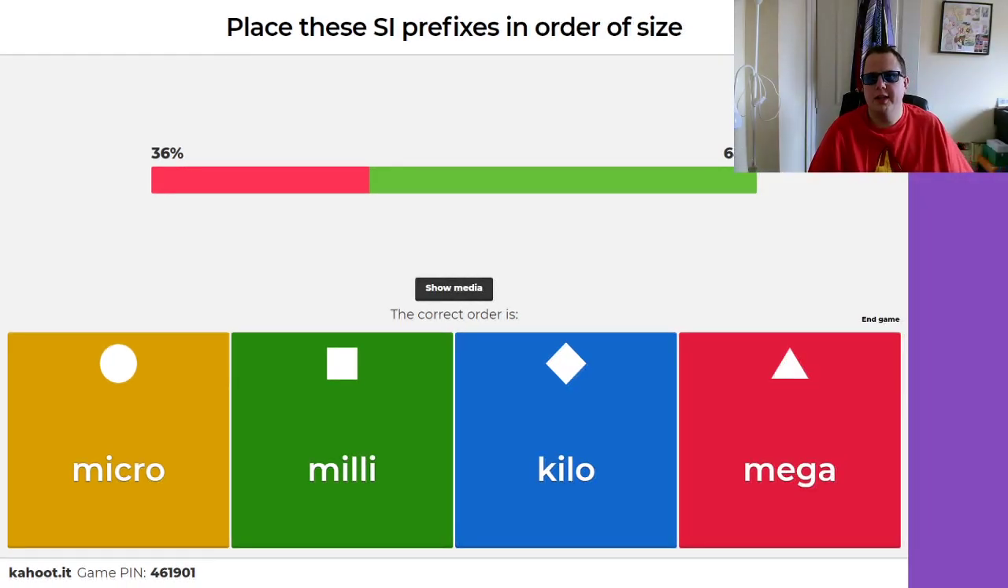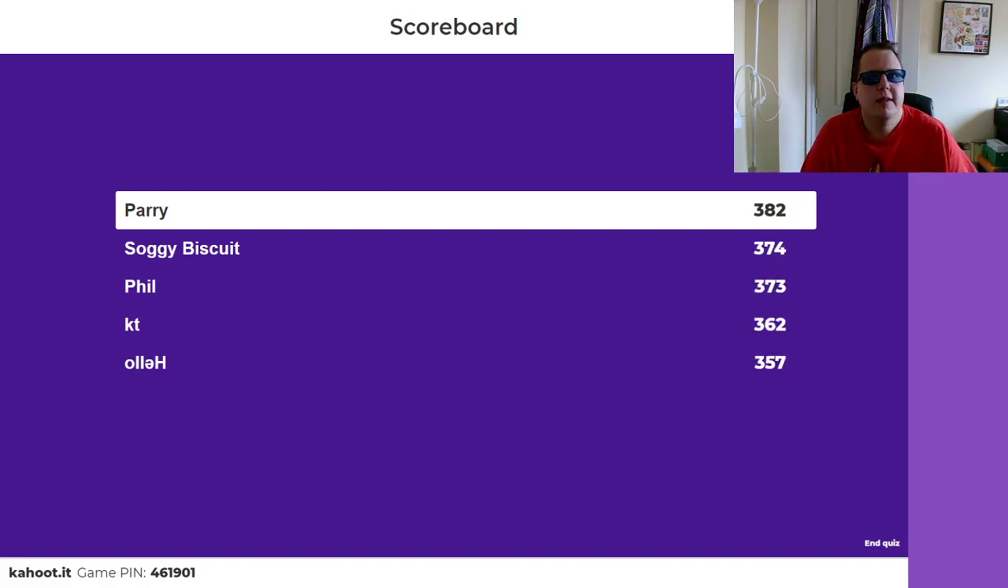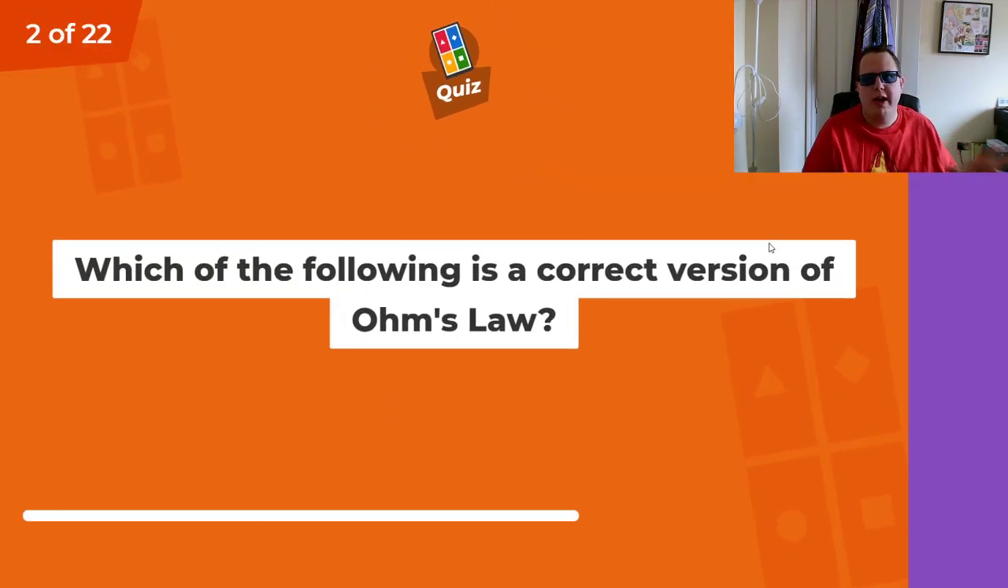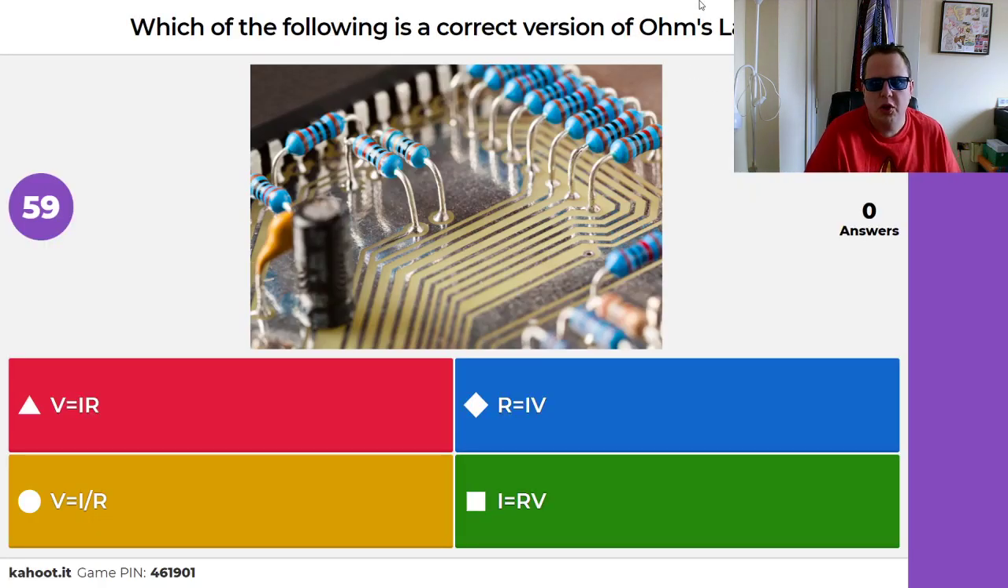Well done guys. You correctly identified micro being the smallest, times 10 to the minus 6, milli times 10 to the minus 3, kilo times 10 to the 3, mega times 10 to the 6. Well done, 64% of you. Well done Parry, well done Soggy Biscuit, well done Phil, top 3. Alright, quiz time. Which of these is the correct version of Ohm's law?